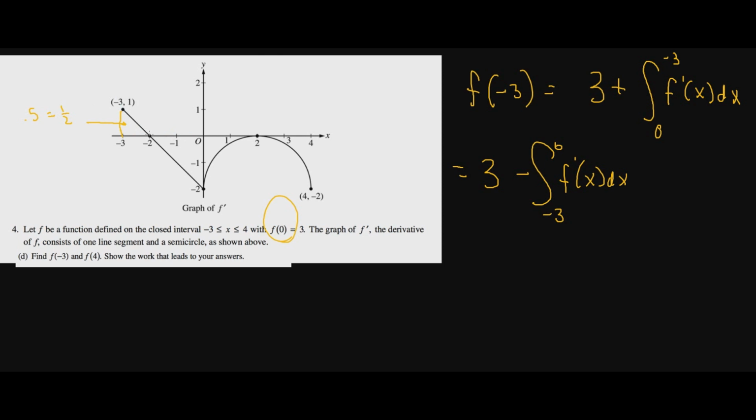This right here is 2 times 2, which is 4, divided by 2, which is negative 2. Negative 2 because it's in a negative region. So this is 3 minus 0.5 minus 2. 3 minus negative 1.5, which is positive. This becomes positive, so this is 4.5.